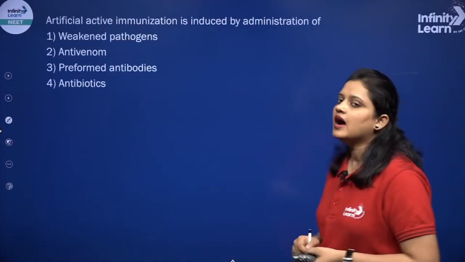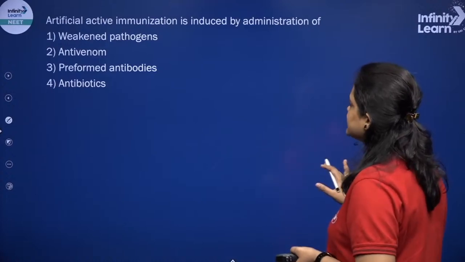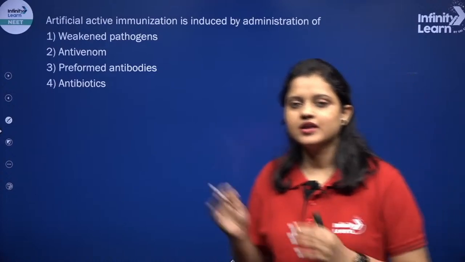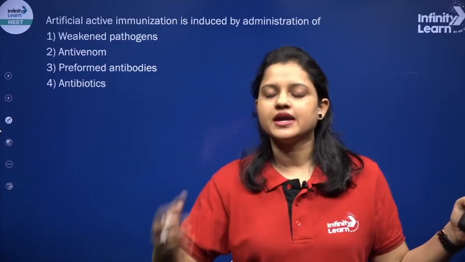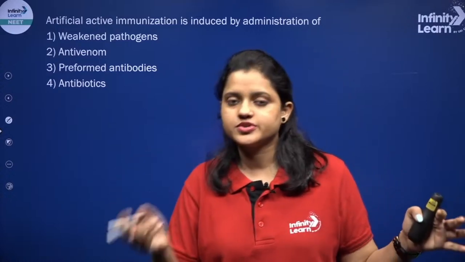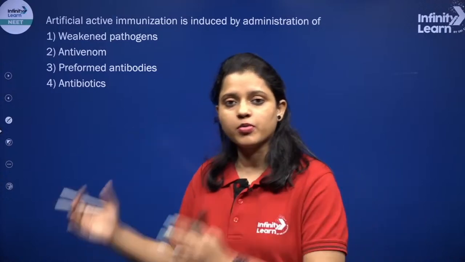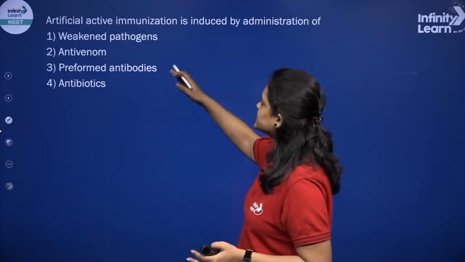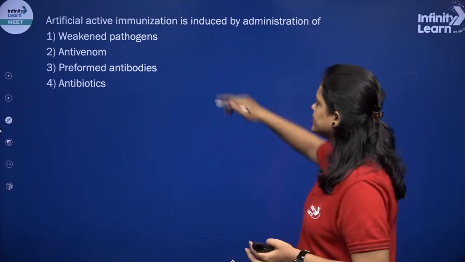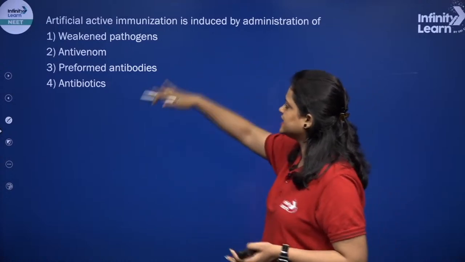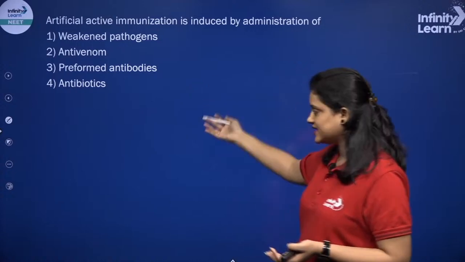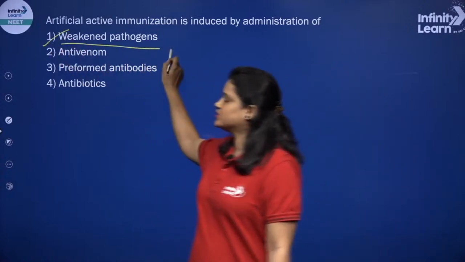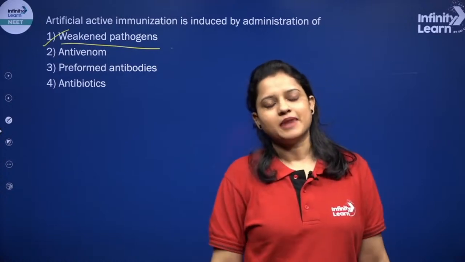Okay, next question. Artificial active immunization. Artificial active immunization means when you introduce heat-killed microbes or attenuated microbes or toxins for your body to form antibodies against it. That is what is artificial active immunization. So we have weakened pathogens, anti-venom, preformed antibodies and antibiotics. Obviously, the correct option will be weakened pathogens or attenuated pathogens.